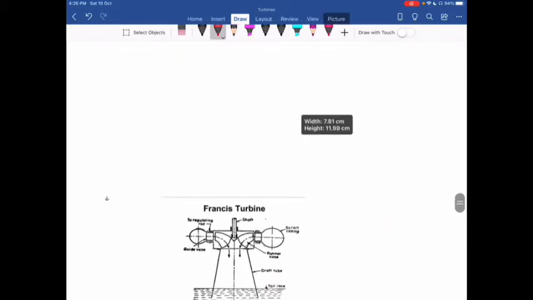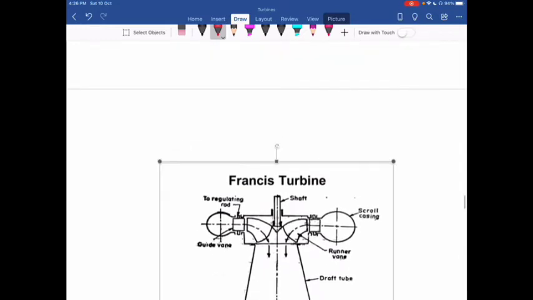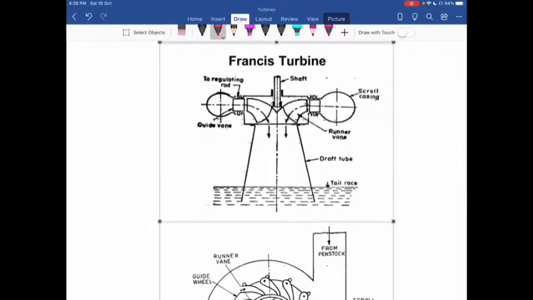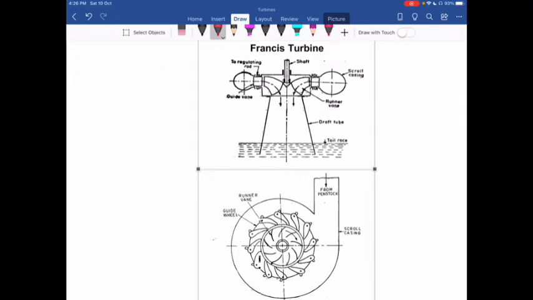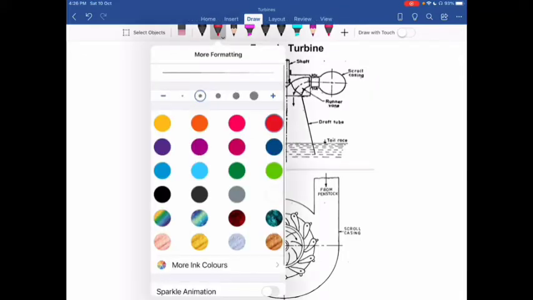I have one more diagram. So you can see this diagram. Here I have two views for this Francis turbine. Now this is the same diagram as I showed you at the top.